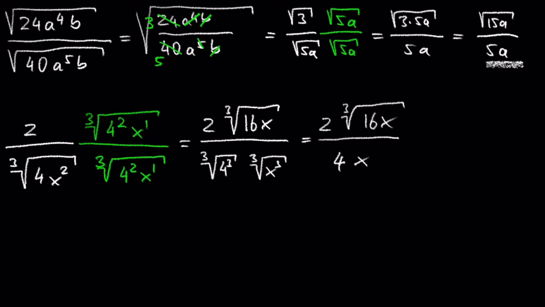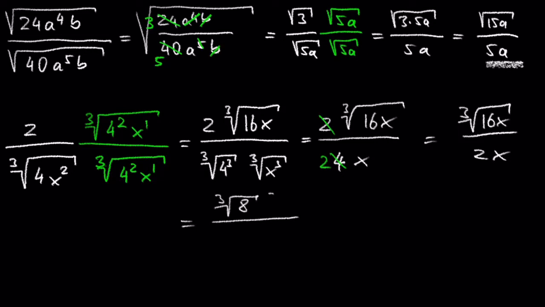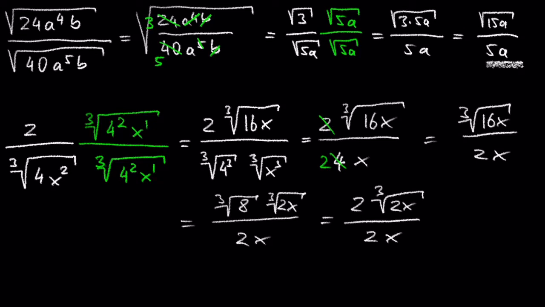And after cancelling out the 2 and 4, we get the third root of 16x over 2x. We can write the third root of 16x as the third root of 8 times the third root of 2x. The third root of 8 is 2. And after cancelling out the 2, we get the third root of 2x over x.